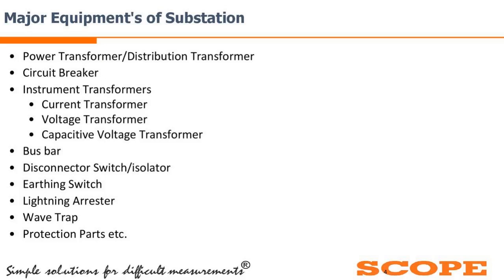The function of the current transformer, voltage transformer, and capacitor voltage transformer is just metering and protection purpose. We will see the types of the instrument transformers and what are their applications in upcoming slides. After that, bus bar, then disconnector switch or isolator, then earthing switch, then lightning arrestor, wave trap, and protection parts. So these are the major equipments of the substations.